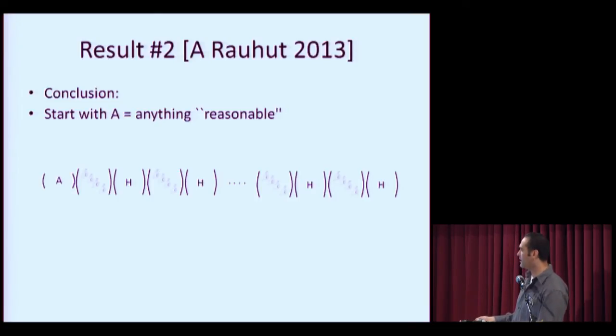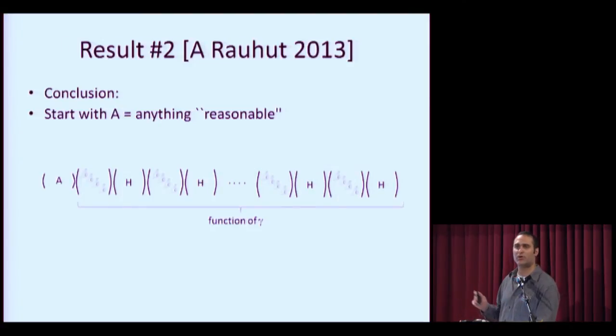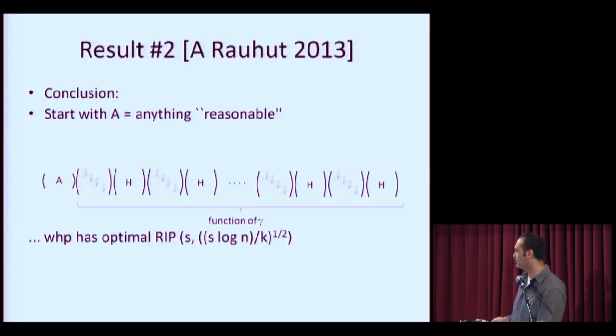And then apply this double DH transformation a number of times. This is the first one. This is the last one. The number of times is roughly 1 over gamma, like previously. Then with high probability, this has optimal RIP parameters. And these are the parameters. This is the optimal parameters you can get here.